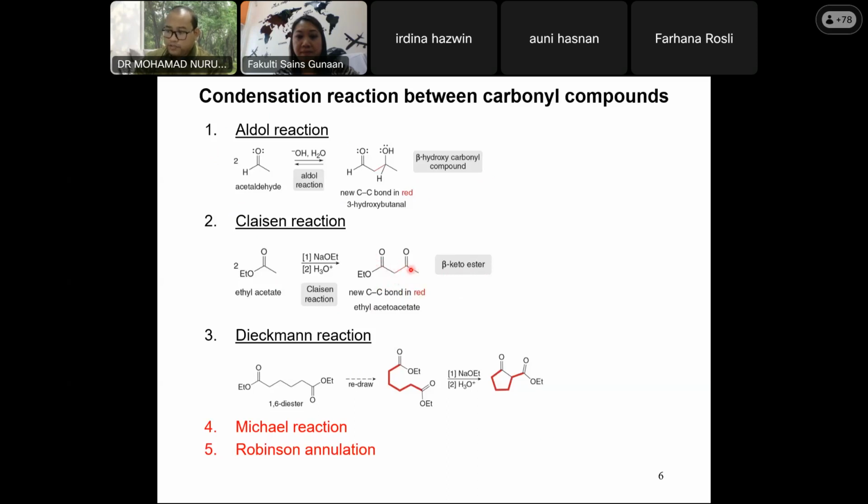Next, we have to understand the Dieckmann reaction. It's an intramolecular reaction, for example, this 1,6-diester, and after that it undergoes cyclization to form this kind of compound. For today, we will do the Michael reaction and Robinson annulation.